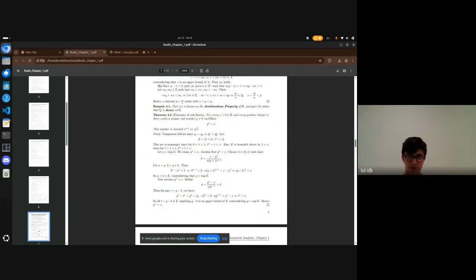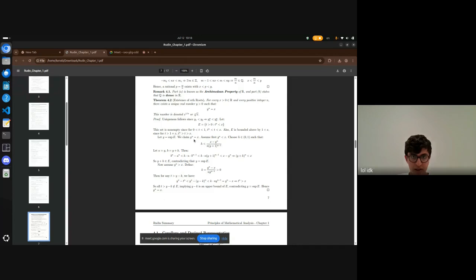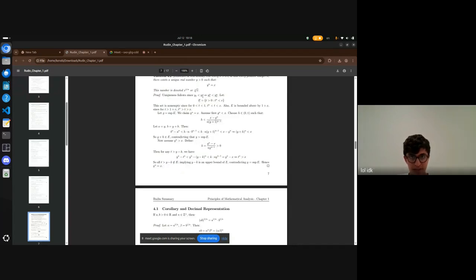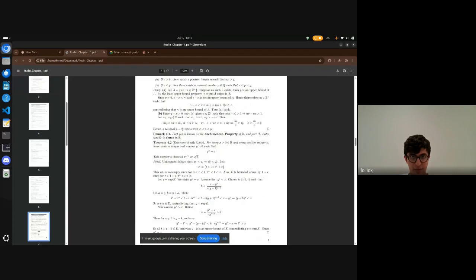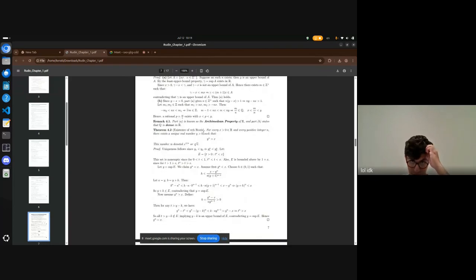Now, the existence of roots: for every x greater than 0 in R and every positive integer n, there exists a unique positive real y such that y to the n equals x. I'm proving this statement over here. The proof is as follows: if y1 is less than y2, then using the properties that we discussed earlier, we get y1 to the n is less than y2 to the n, and we let E equal this set, t greater than 0, t to the n less than x. Now we know this set is non-empty since for 0 less than t less than 1, t to the n is less than t less than x.